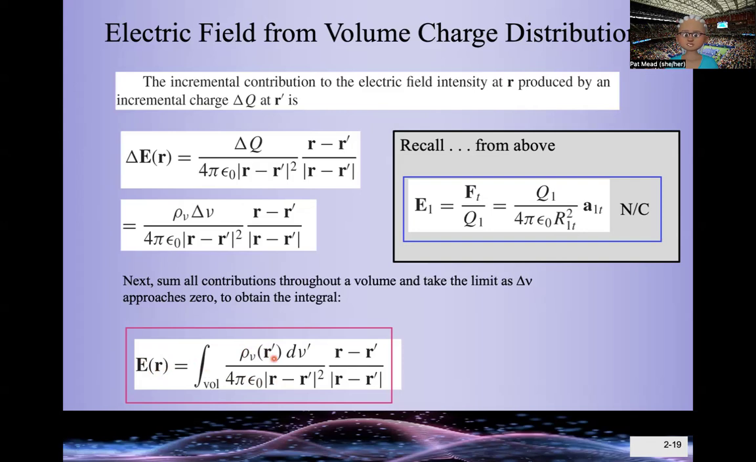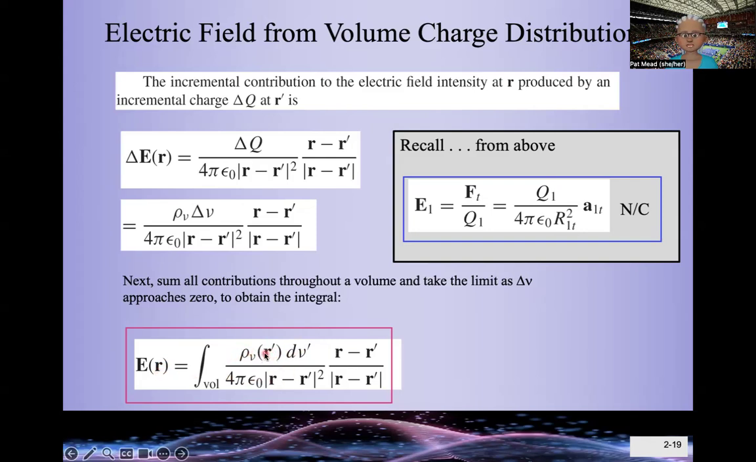The charge distribution is located at some place r prime, so it's going to be x prime, y prime, z prime. In the context of what we have in our textbook, the charges are going to be the primed coordinates, and the field point is the unprimed coordinates.